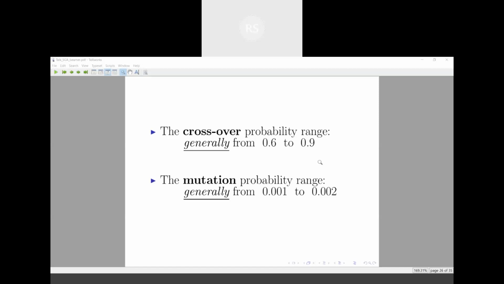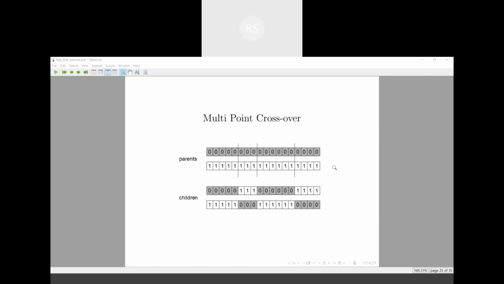So it means that sometimes there may not be crossover. In that case, the children will be copies of the parents. Okay, if there is no crossover. If there is a crossover, then these two children are possible. If there is no crossover, then they will be copies of the parents. Okay.